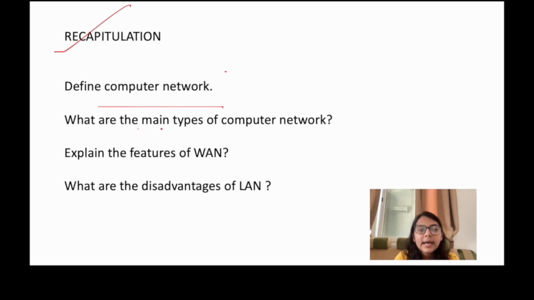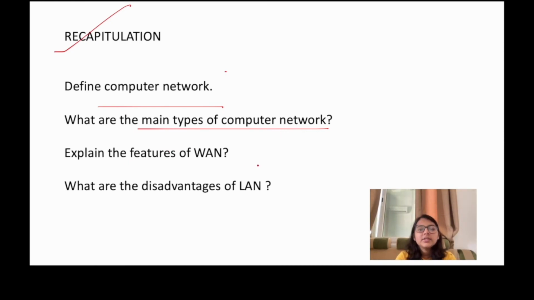And what are the main types of computer networks? In today's class we have actually discussed the types of computer networks. There are various types, and we can say WAN and LAN and peer-to-peer, that we have discussed in today's class. So these are the main types of computer networks, and wired and wireless networks are also there.